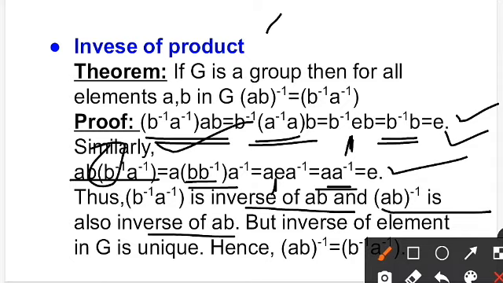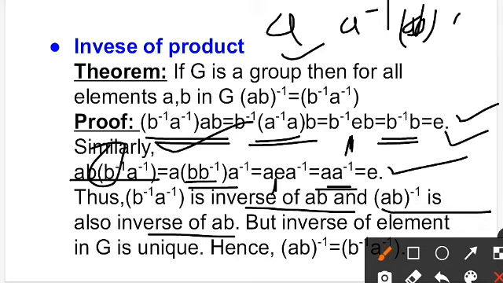This is so because if you take element A, then the inverse of A is A inverse, and here we are taking AB as the element. Therefore (AB) inverse must be the inverse of AB. Therefore, (AB) inverse is also the inverse of AB.